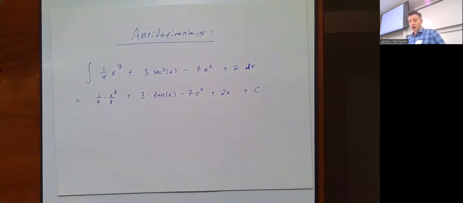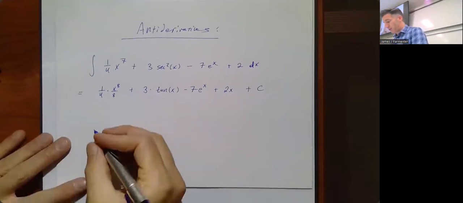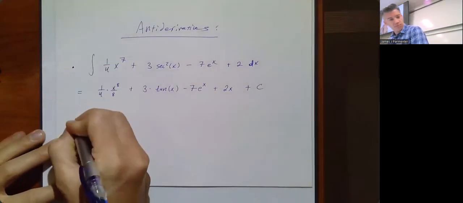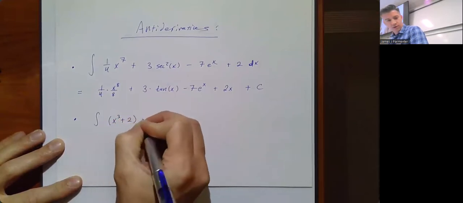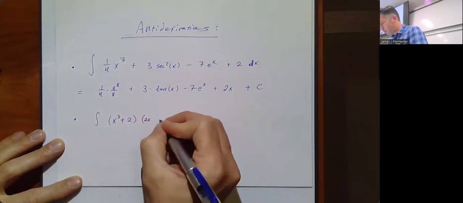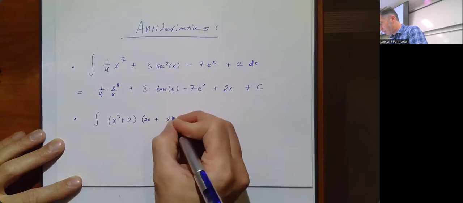All right, a couple things to be aware of. Sometimes things are not going to be just this easy. It's really nice if you've just got all these single pieces that each anti-differentiate straightforwardly. That's not always going to be the case. For instance, you might have some stuff multiplied together, like something not too bad: x cubed plus 2 times 2x plus x to the negative first.